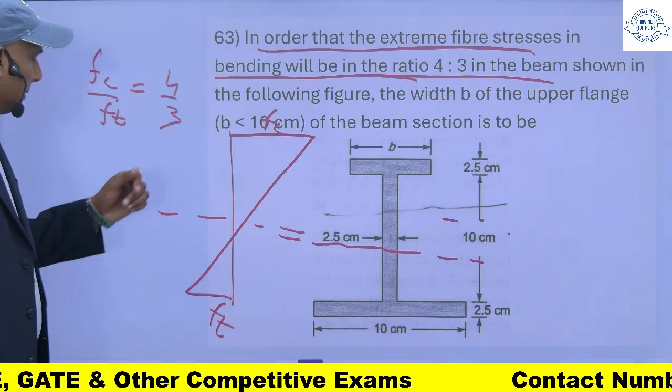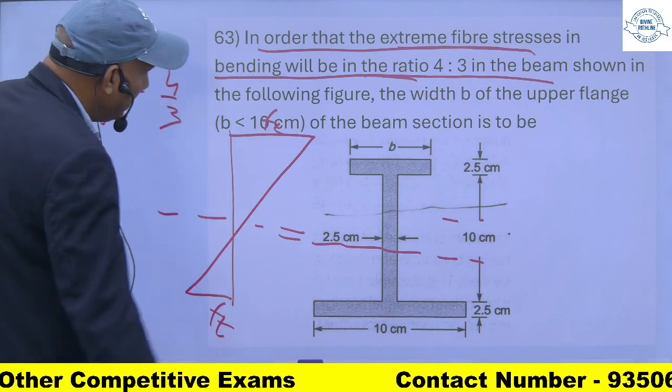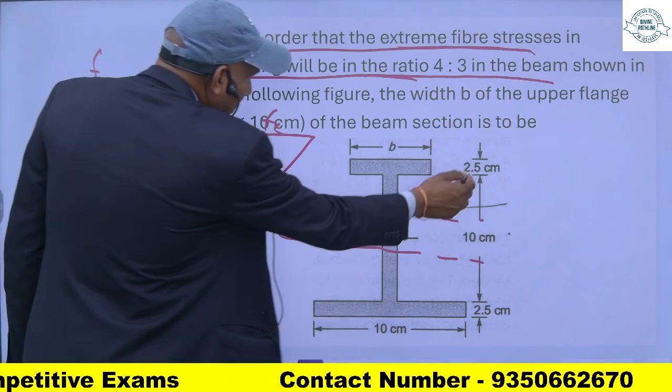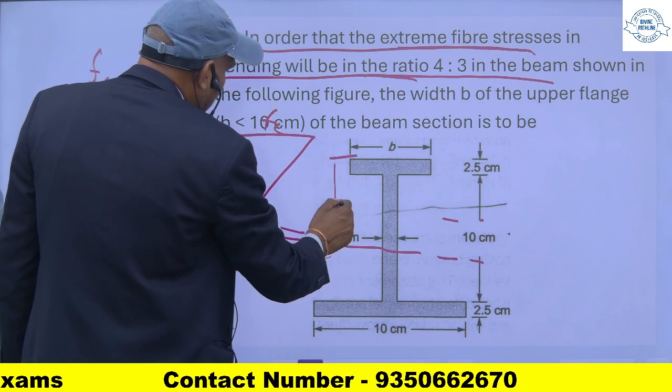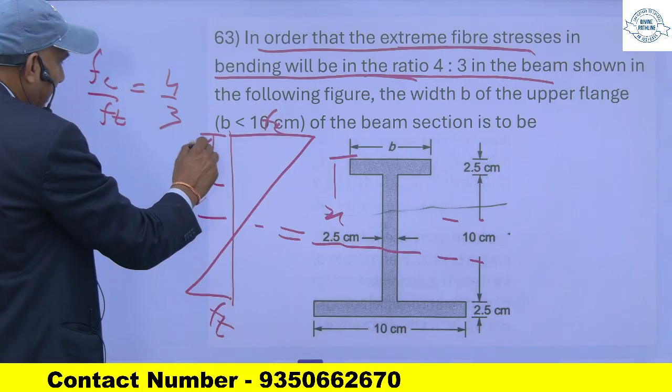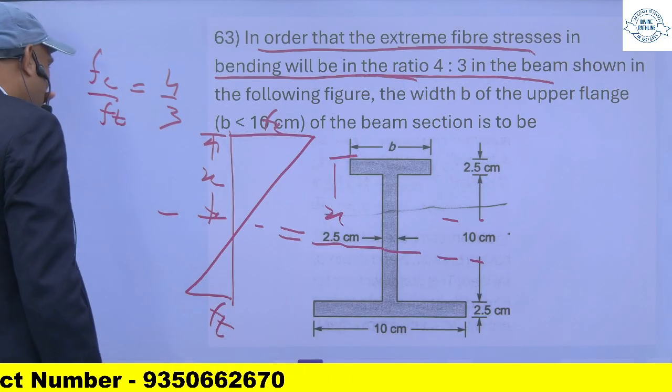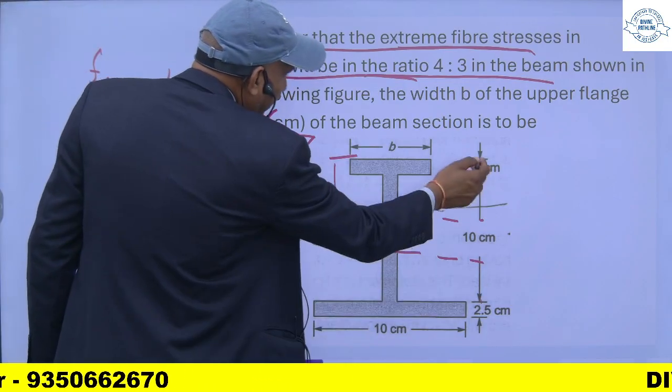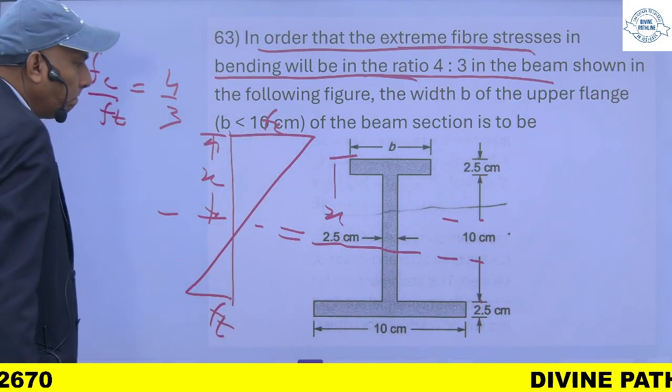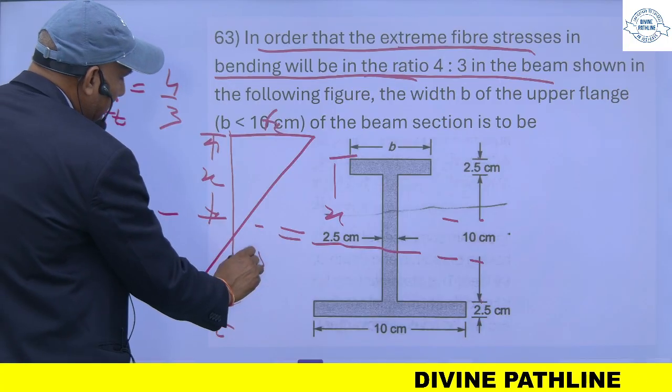So 4/3 is the ratio. If you see from this figure, let's say this distance from the extreme fiber is x. The total will be 15, so this will be 15 minus x.